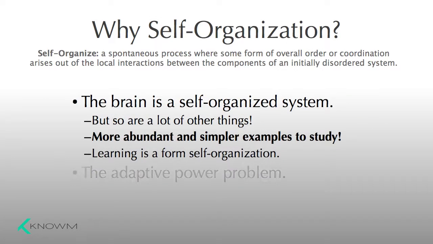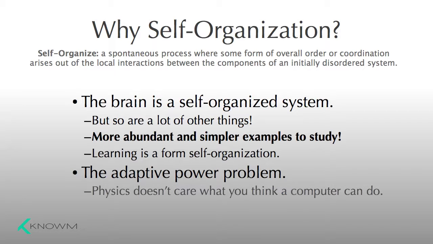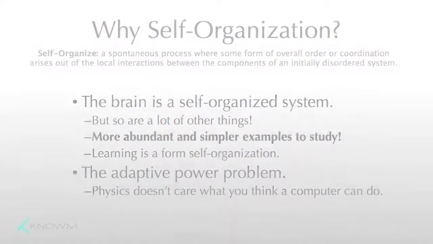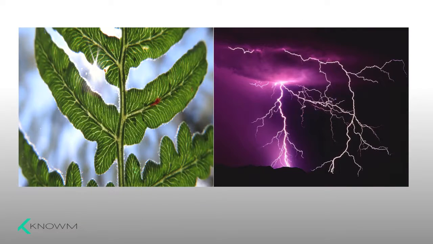The other one is what I call the adaptive power problem, which is to say, it's what the neuromorphic people understand. You've got to look at the physics of learning and adaptation. And you take a close look at that, you go, oh, we need to think a little deeper about the stuff we're doing and how we're going to solve these problems. Okay. So here's some examples of self-organization in nature.